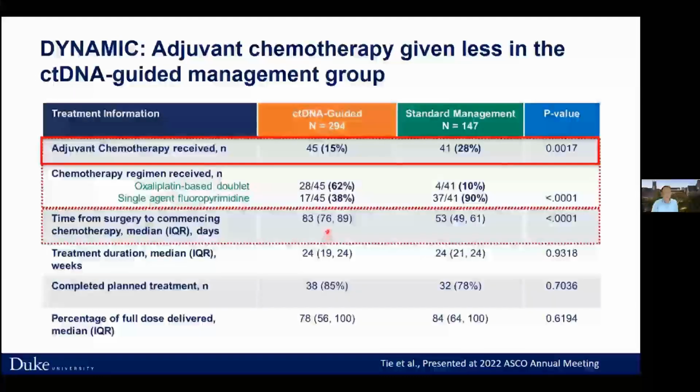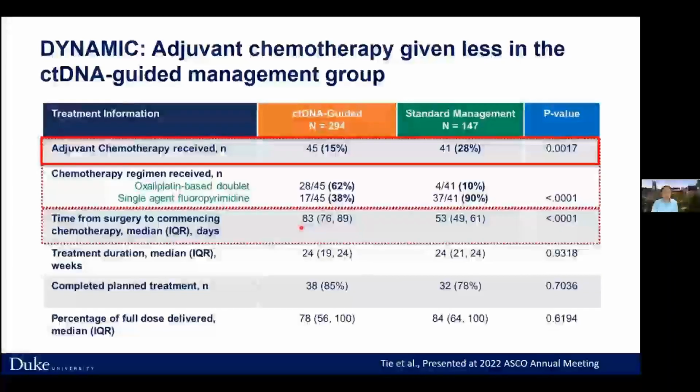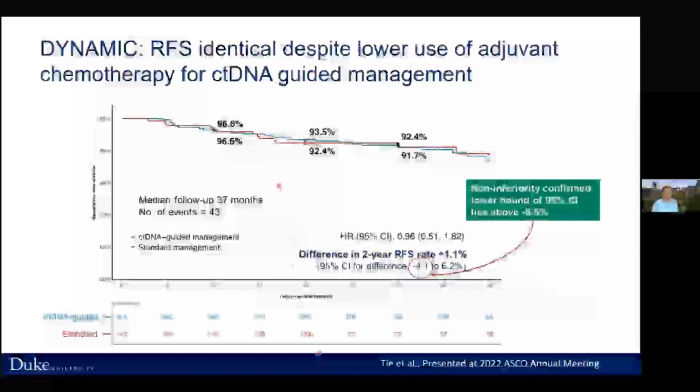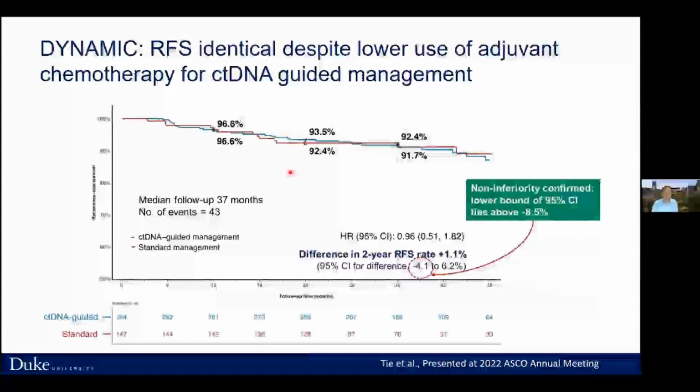And another important point is those patients who used ctDNA guided management had about a 1-month delay to the start of adjuvant chemotherapy by virtue of the fact that tissue needed to be collected, sent off for whole exome sequencing, and then the tumor-informed assay needed to be built. Despite that delay, and the lower use of chemotherapy, there was no difference in 2-year relapse-free survival. So this was published in New England Journal last year, also presented at ASCO. So it appears that patients were treated with less chemotherapy, but had the same 2-year relapse-free survival.